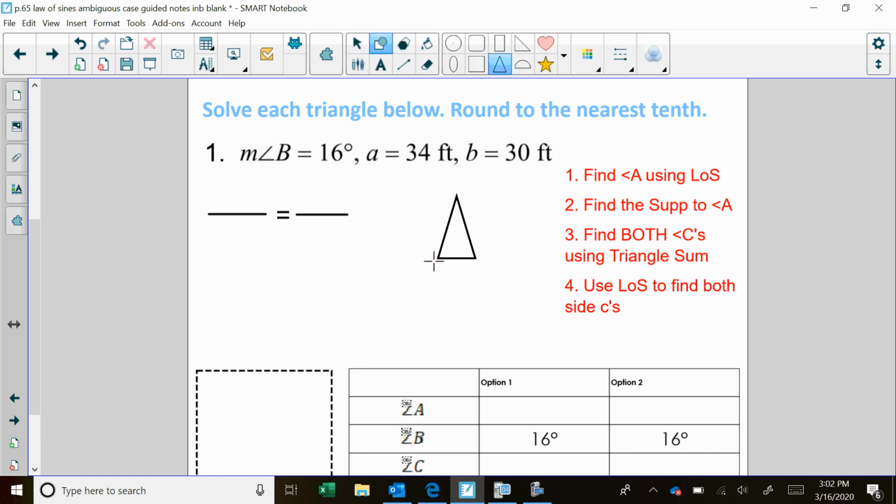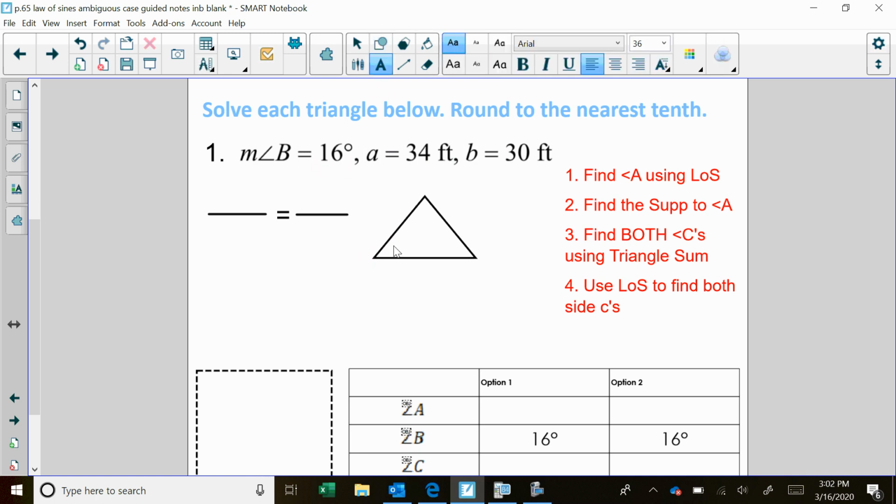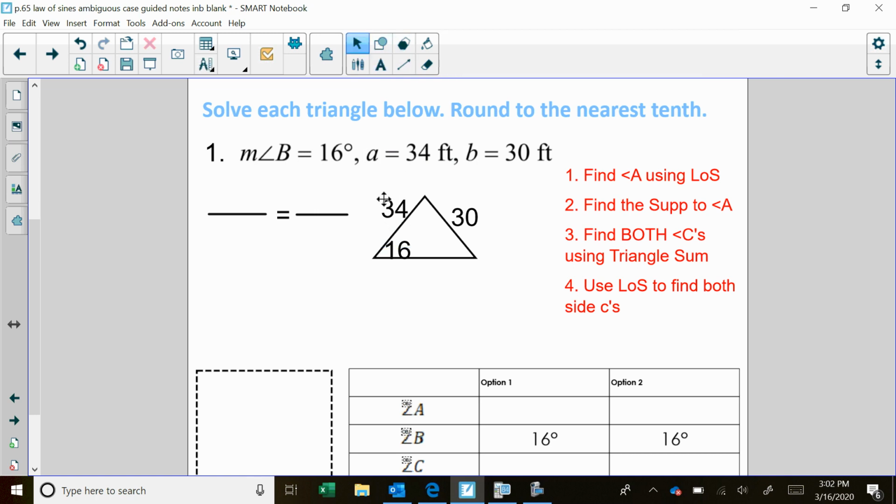So we'll just throw a triangle down here real quick. And let's see, if this angle measure here is 16, and that's angle B, then our 30 is going to come on this side of the triangle, and the 34 can really go on any other side you want. So we'll just put it over here. And notice that that is an angle side configuration of a triangle. So whenever we have an angle side configuration, we've got to check for both options.